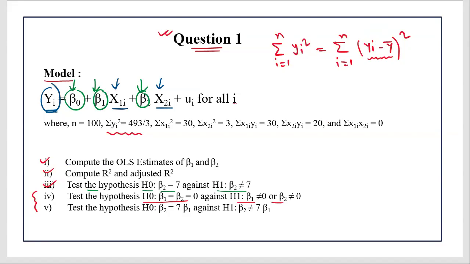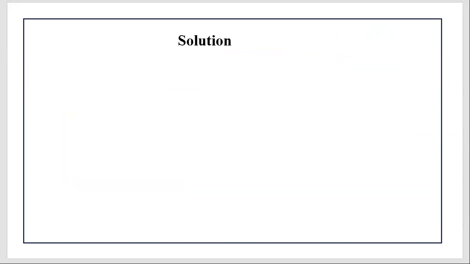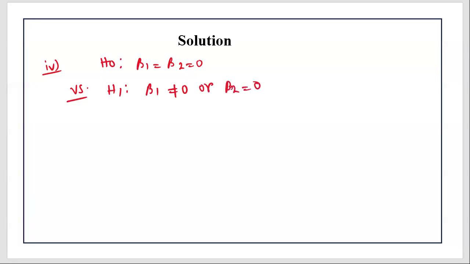So part 4 is asking you to test the hypothesis H naught: beta 1 equals beta 2 equals 0 against the alternative beta 1 is not equal to 0 or beta 2 is not equal to 0. Now it is a joint significance test. For that, we always use the F statistic, right? We always use the F statistic for joint distribution. So let us do that. We want to test H naught: beta 1 equals beta 2 equals 0 versus the alternative, which looks like this: beta 1 not equal to 0 or beta 2 not equal to 0. Right? This is what is given to us.